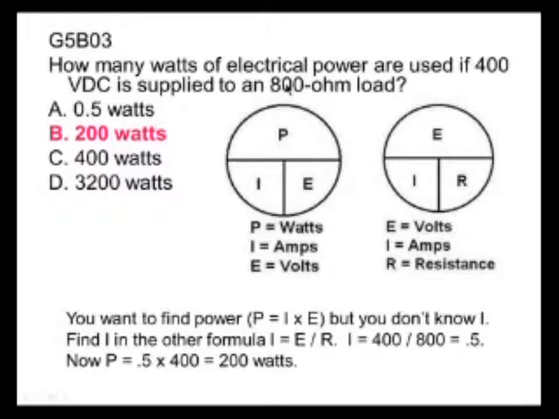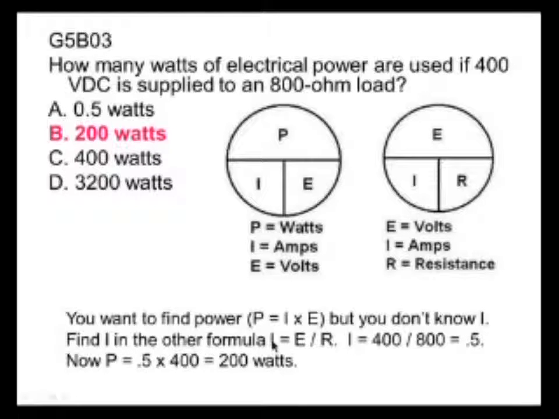volts and resistance. And this formula here doesn't give us resistance. So we have to go to here to find out what the resistance is, and then we can come back to here to find out the power. So we want to find power, but we don't know what the current is.